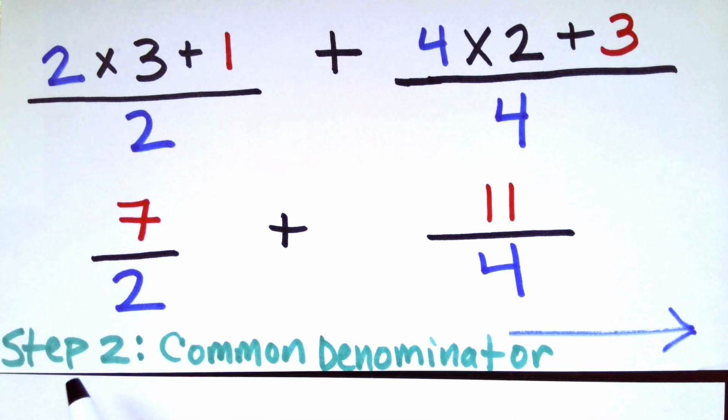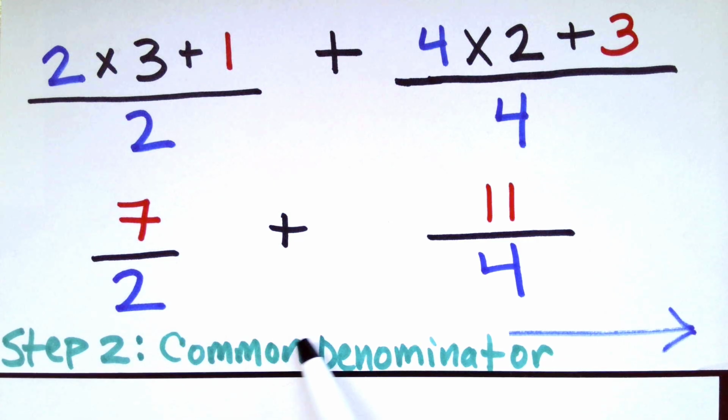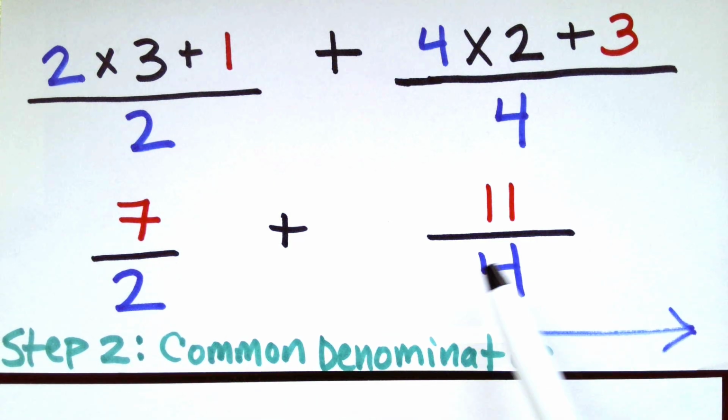So now what you're going to do in step 2 is find a common denominator for these two fractions so you can add them.